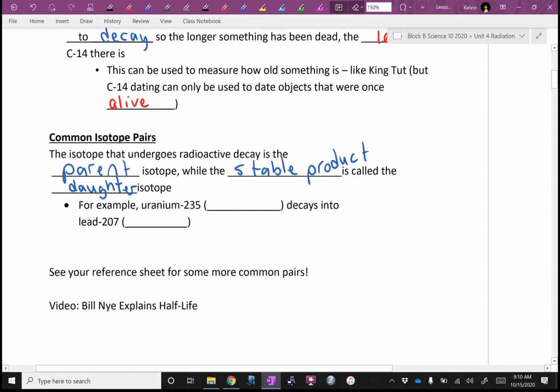So I wrote here in your notes, uranium-235, which we would write as U-235 because we tend to abbreviate, decays into lead-207, which we would write as Pb-207. And I wrote here, see your reference sheet for more common pairs. I put some common ones here. You don't need to memorize them. They're there. You just need to know that they're there to go looking for them. Put your pencils down, look up.